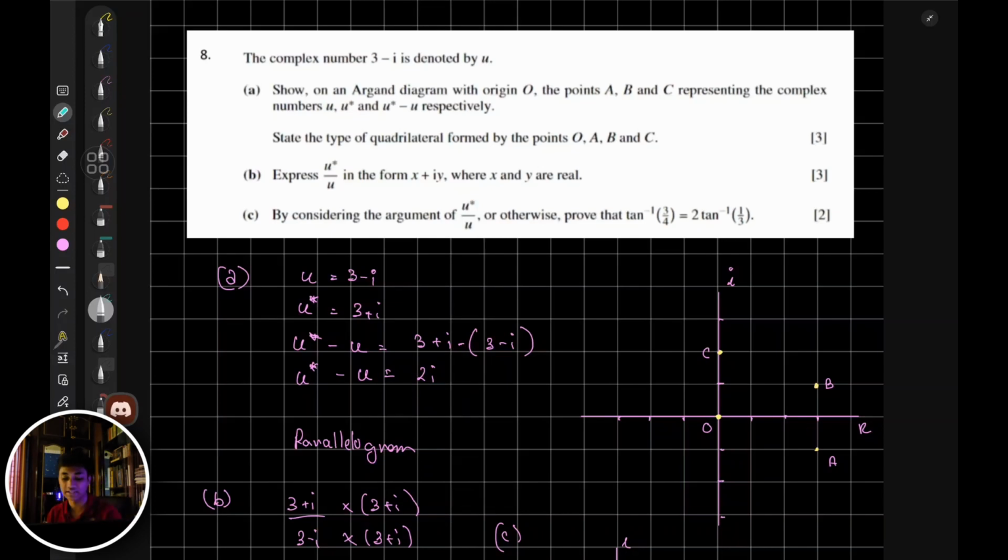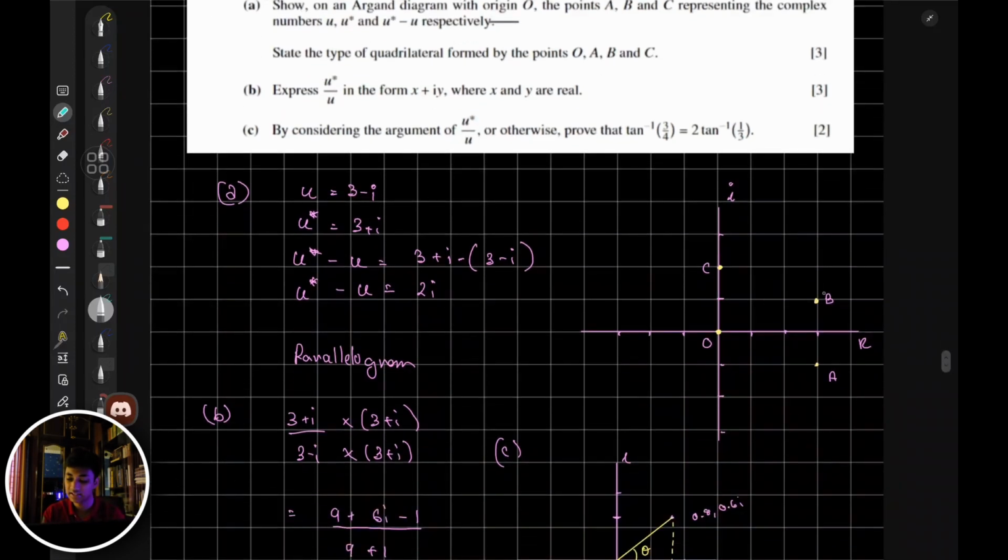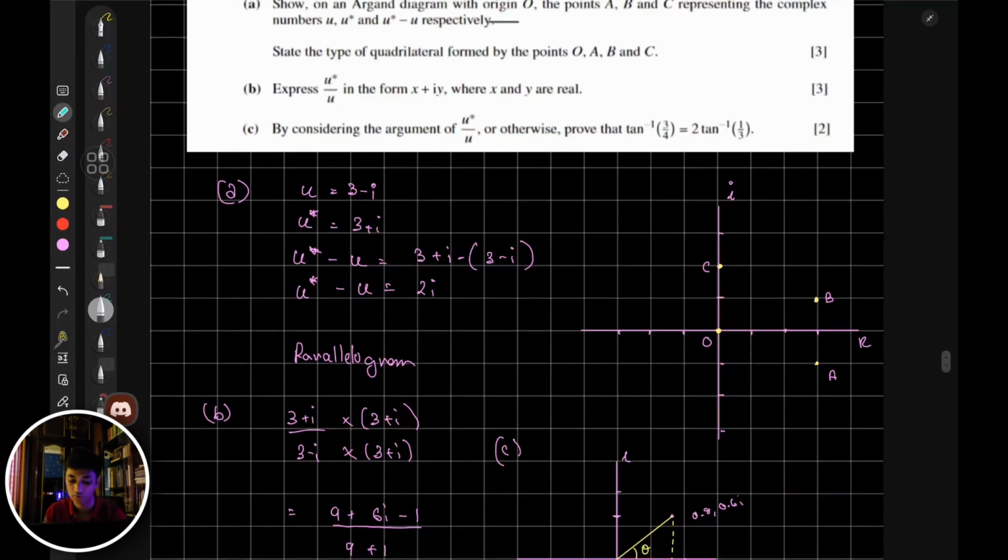Now plot all of these complex numbers on the Argand diagram, and you will get these few points. For A, it is 3 minus i, then you go to B, which is 3 plus i, and then you go to conjugate u minus u, which is this 2i, and the origin is O.